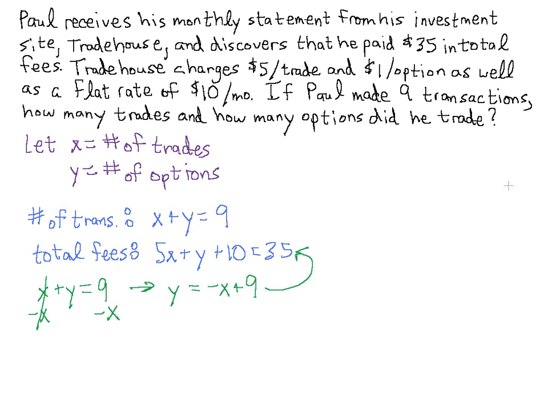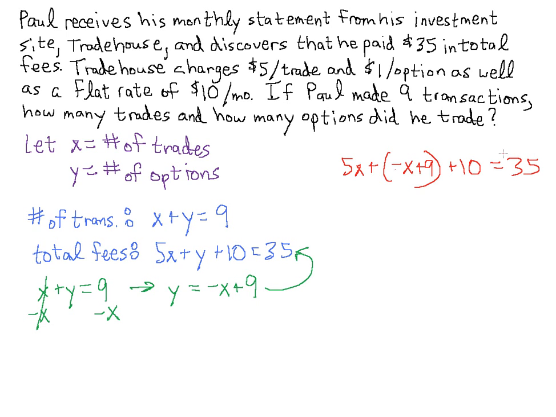And that'll make things much simpler. So we have the following equation. We have 5x plus y. Now y is just minus x plus 9. So let's go ahead and write that in parentheses since we're substituting in, even though we're just adding and don't really need the parentheses. And then we have plus 10 equals 35.